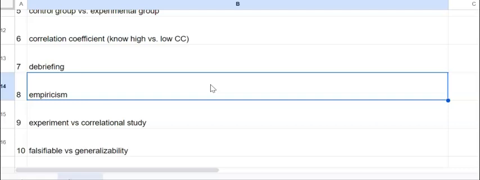Empiricism, sometimes we use the form empirical research, is the idea that research should be based on observations, not just random guessing, not theoretical approaches that have no way to be proved to be valid. So empiricism says that research has to be based on some type of observations.